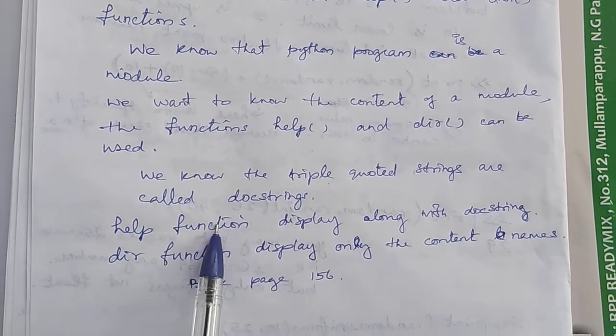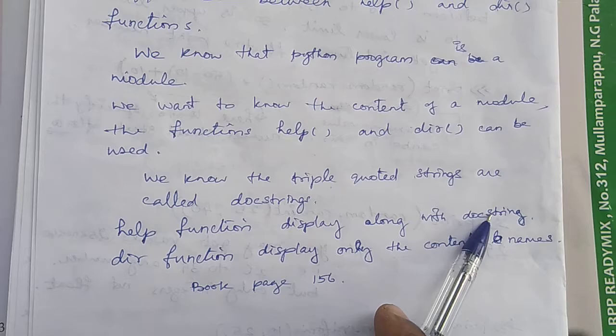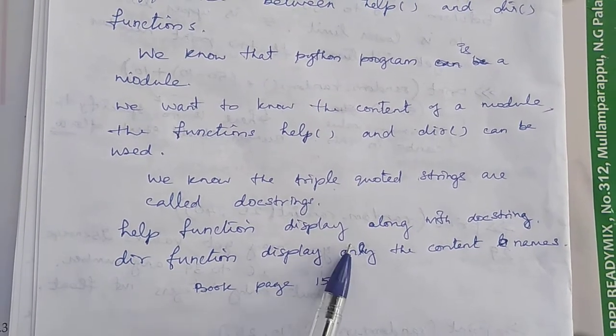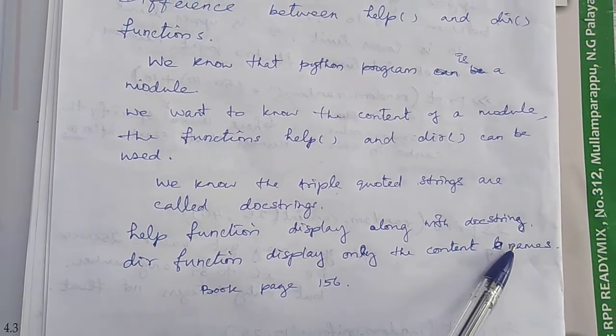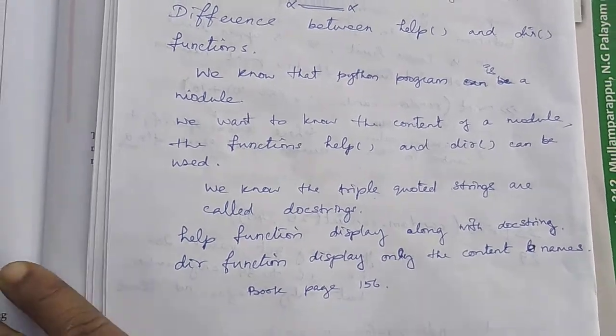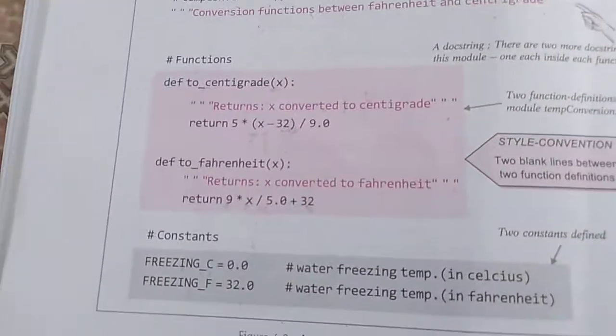The help function displays the contents along with this document string, but the dir function will display only the content names alone. Let's have an example in our book.